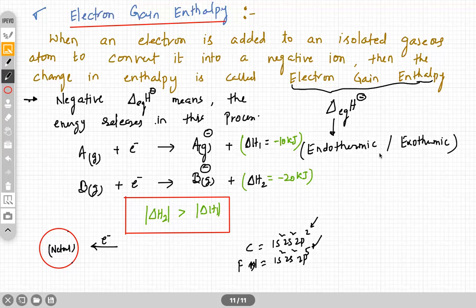Correct? So must keep that in mind, that electron gain enthalpy can be positive, can be negative. Positive means it is gaining energy from outside. We are providing energy into it. Negative means it is releasing energy. The sign just means the exchange of energy, whether the energy is getting consumed or released. If you have to compare the electron gain enthalpy, we just compare the magnitude. We don't compare the sign. Right? Next.